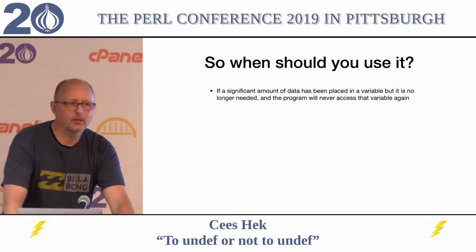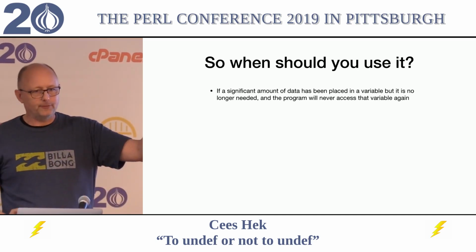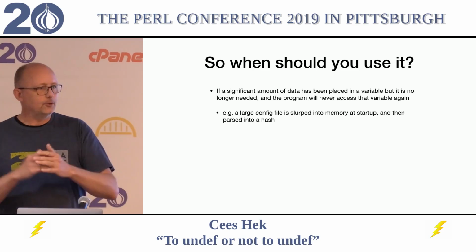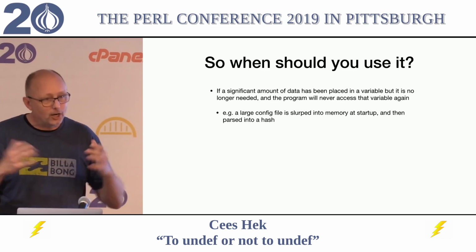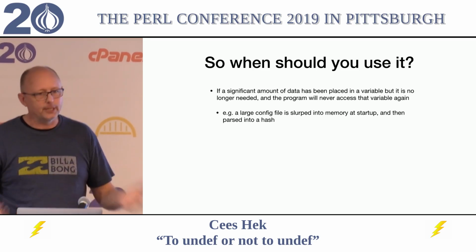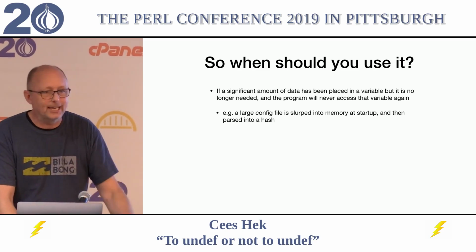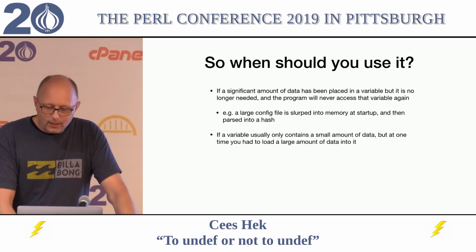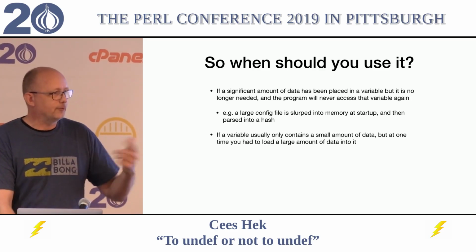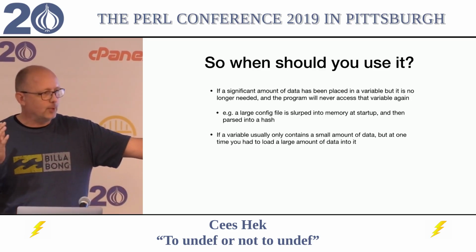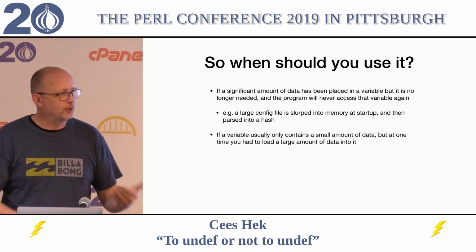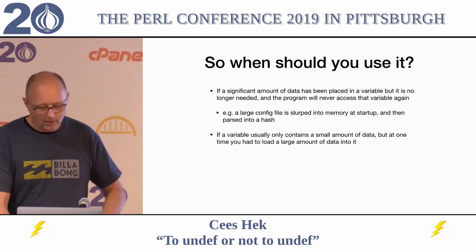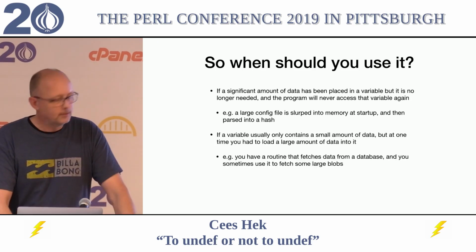So when can you use it? Say at the start of a program, you slurp in a big file, a config file, say, and then you turn it into a hash. You're never going to use that large string anymore, so undef it and free it up. Very simple case where you could use it. And also, maybe you're pulling data from a database, and sometimes you're pulling massive blobs out. Maybe just undef it when you're pulling a large amount of data out and not otherwise.